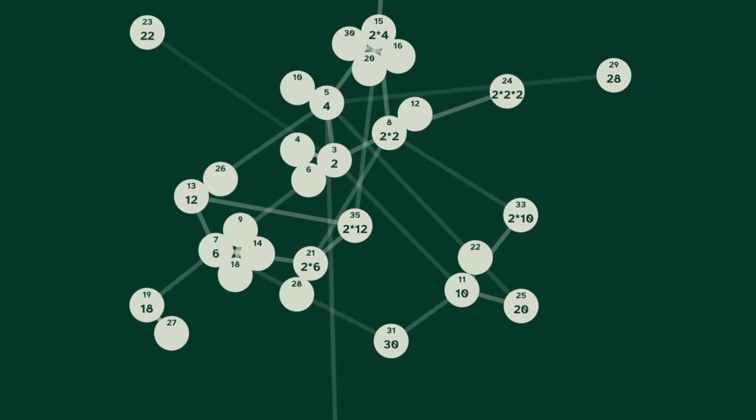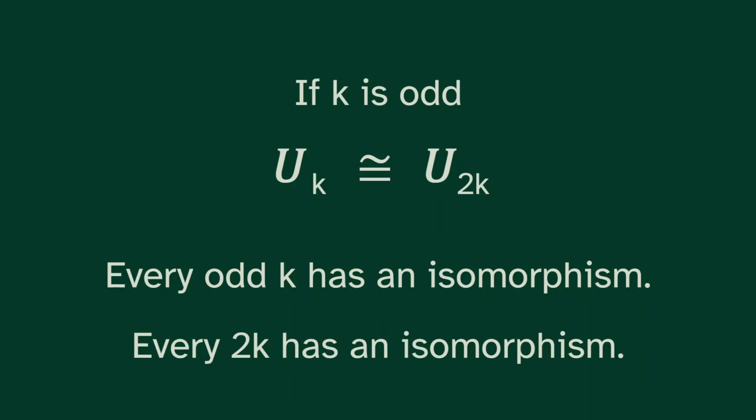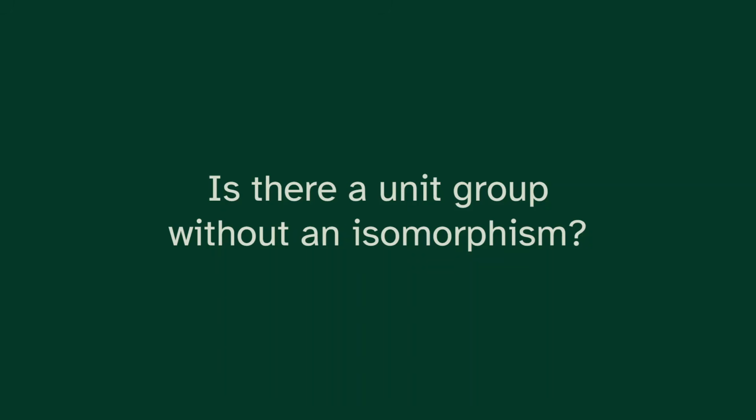And not just the primes. As I showed in my last video, if k is odd, then UK is isomorphic to U2K. And this means that every odd k has an isomorphism, and also that every 2k has an isomorphism. So we might wonder, is there a unit group without an isomorphism? As we just saw, it can't be odd or 2 times something odd, so it must be a multiple of 4.